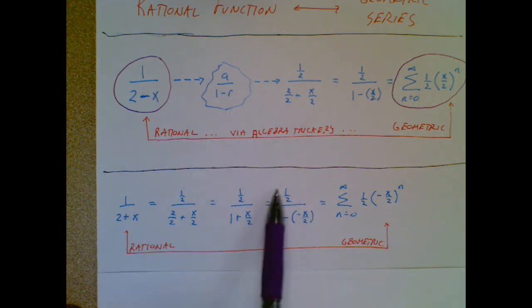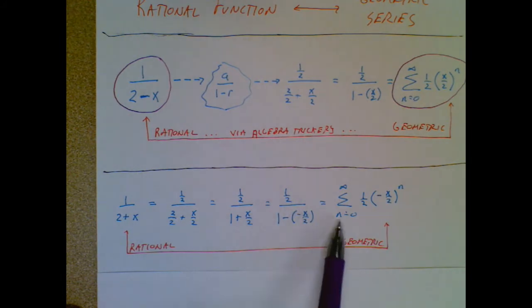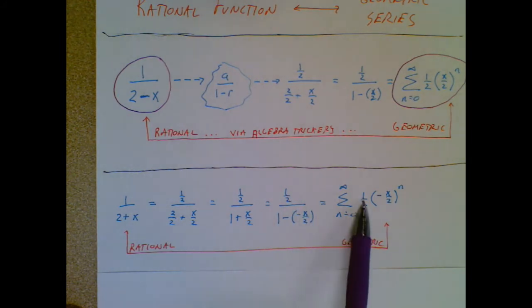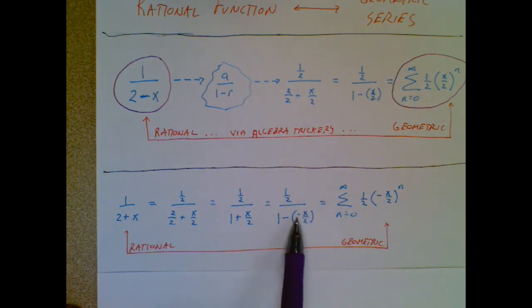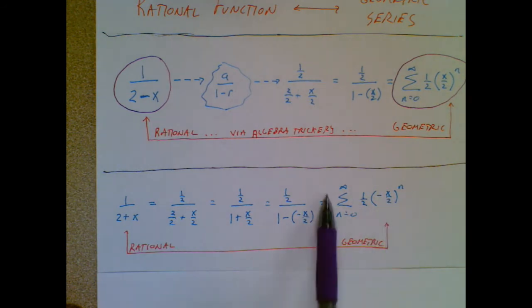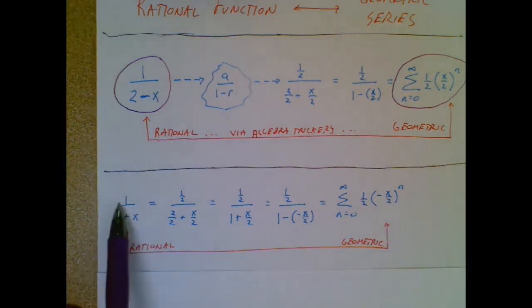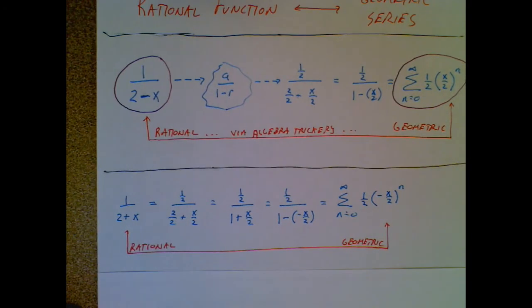Now if I take this, as long as I'm starting at n equals 0, this is my coefficient, this is my common ratio, this geometric series is equivalent to that rational function.